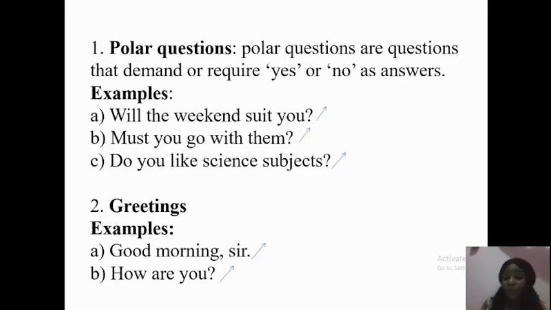We have examples here. Example A says, will the weekend suit you? Now you discover that when you get to "you", your voice rises. In that case, we say that the question is in the rising tone. Will the weekend suit you? That's a polar question. It requires a yes or a no answer.